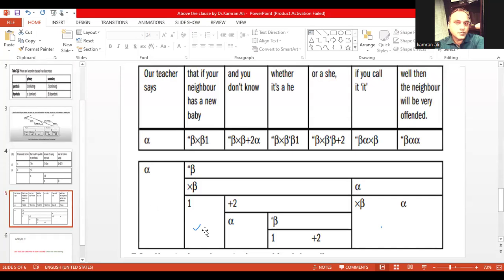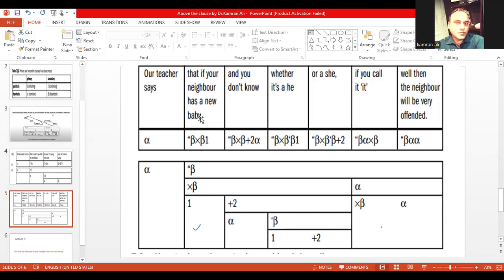Yeah, this is the example we were discussing in the class. Our teacher says that if your neighbor has a new baby and you don't know whether it is a he or a she, if you call it "it," well, the neighbor will be very offended. It's a very complex clause, right? Or I would say that it is actually a nexus.